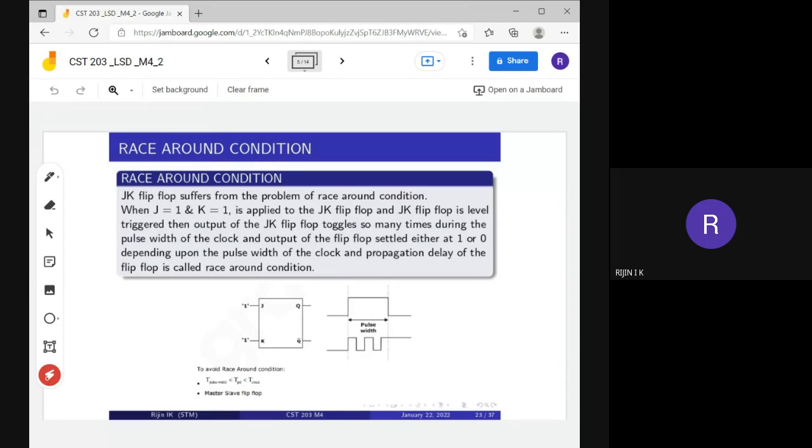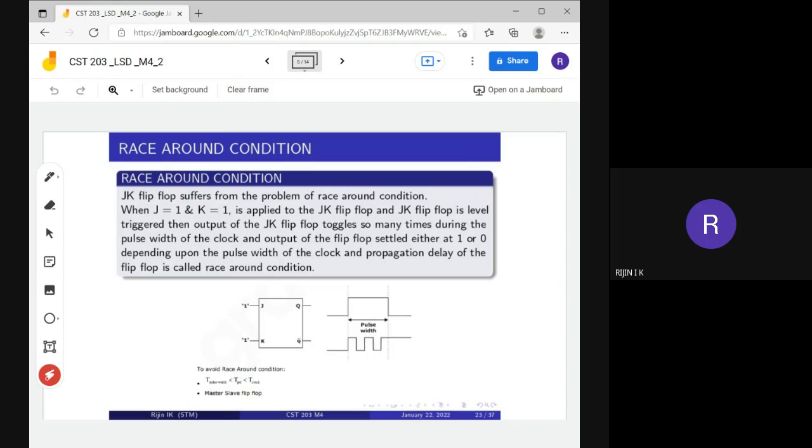Okay, so in that situation, we cannot find the exact state of the flip flop because it is continuously toggling. For the first delay, it may be high, the next it may be low, then high, like this, it will be continuously toggling. So in order to solve this issue, we have studied that there is a solution to solve this race around condition.